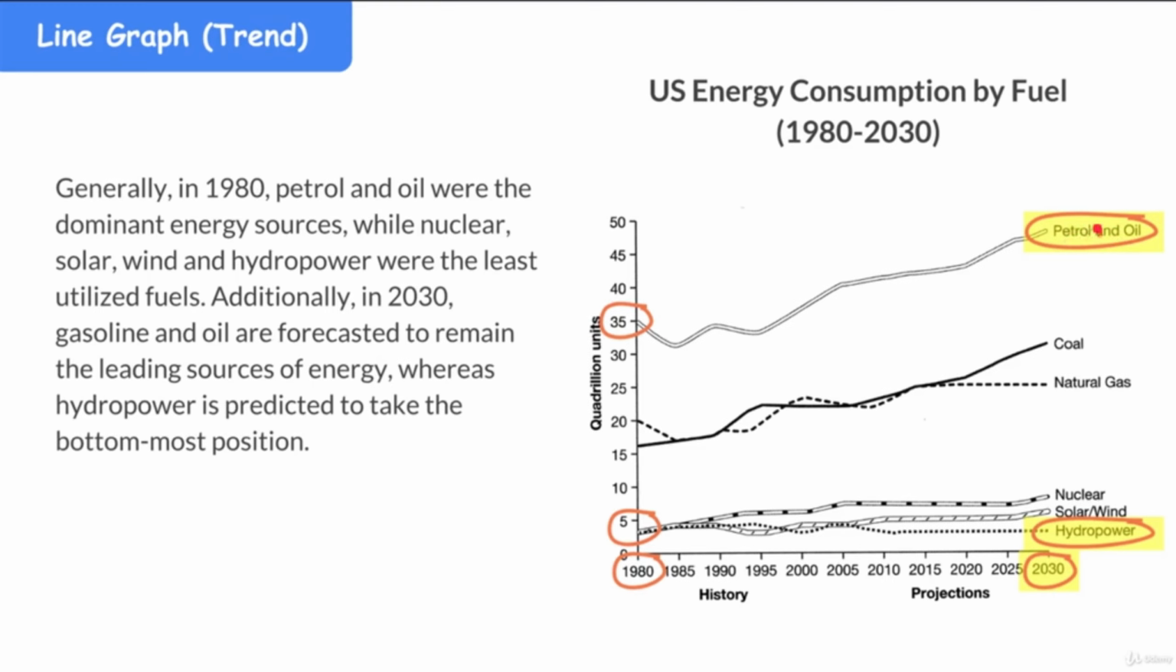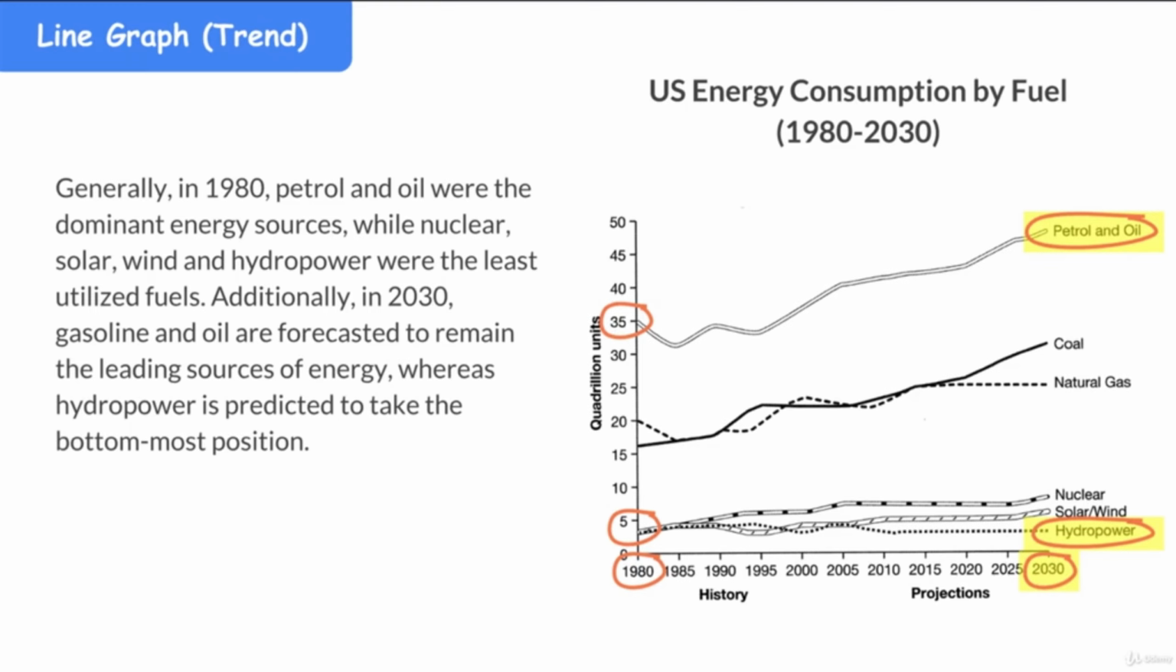Note that instead of using the word petrol, we've used a synonym for petrol, which is gasoline. So we're saying that petrol and oil are forecasted to remain the leading sources of energy, whereas hydropower is predicted to take the bottommost position by the year 2030. So that's all you have to do for the overview. Our overview is now complete.